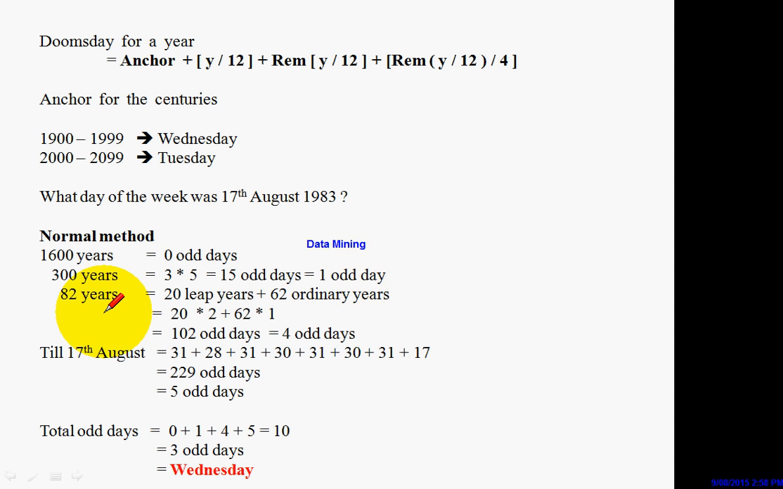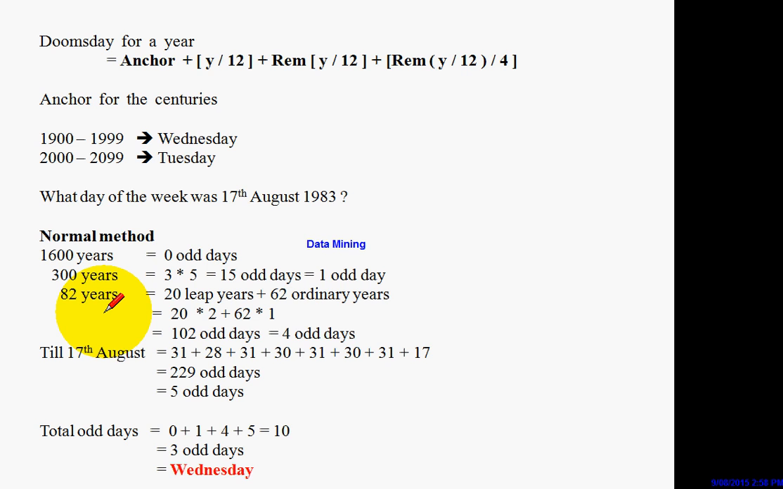And in 82 years, first you have to find how many ordinary years and how many leap years there are, so I divide 82 by 7 and get 20 leap years and 62 ordinary years. If it is a leap year, the number of odd days is 2, and if it is an ordinary year, it is 1. Do this calculation: it is 102 odd days, divided by 7 you get 4 odd days. So 82 years have 4 odd days. Now that one part, 1982, is over.